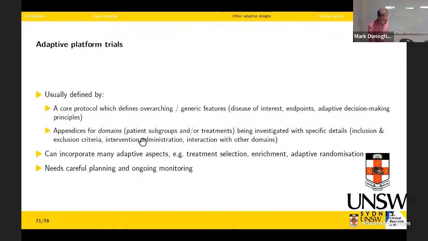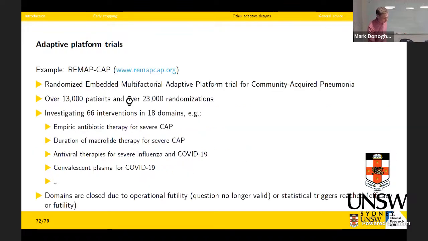So this can incorporate a huge number of adaptive aspects. So treatment selection, adding and dropping treatment arms as the results come in, enrichment, so targeting patient subgroups, and adaptive randomization. And the main thing is that this is a lot of work. This needs careful planning and ongoing monitoring.